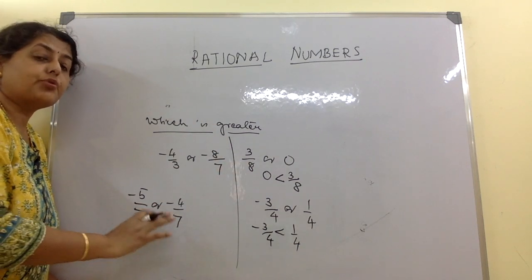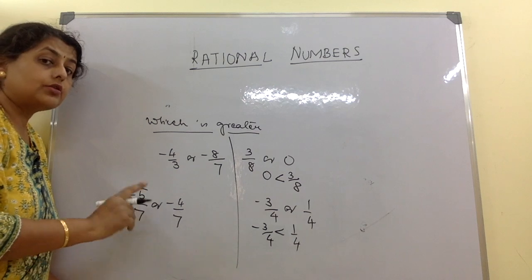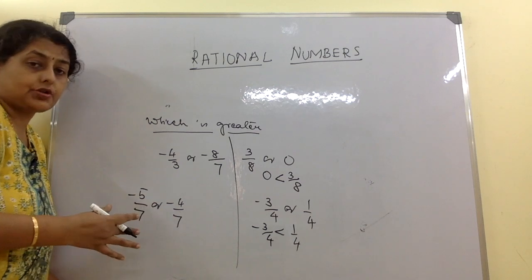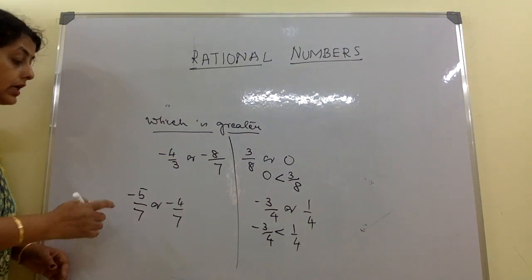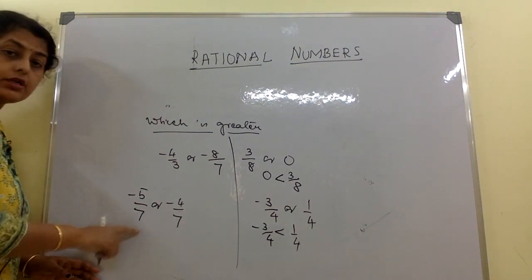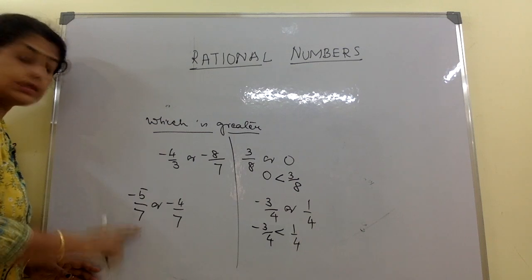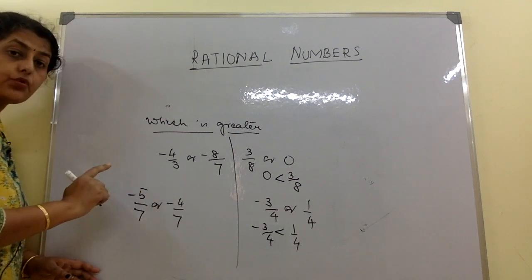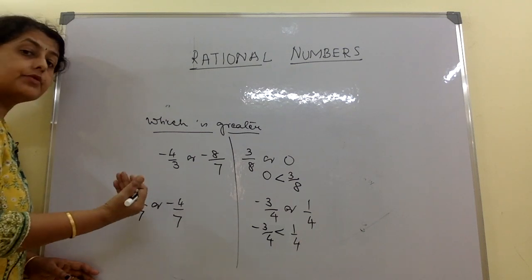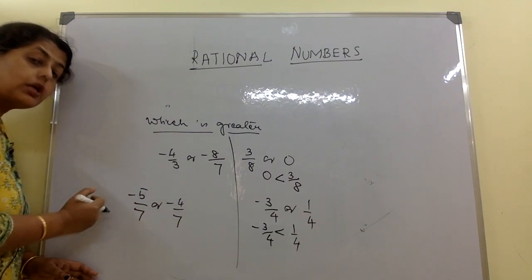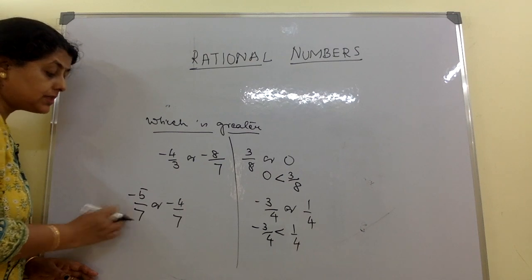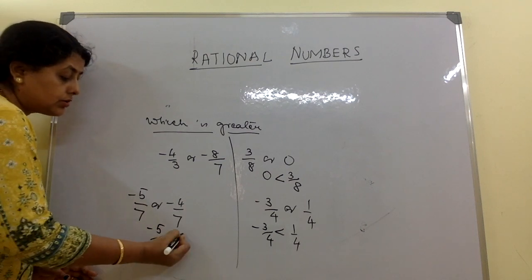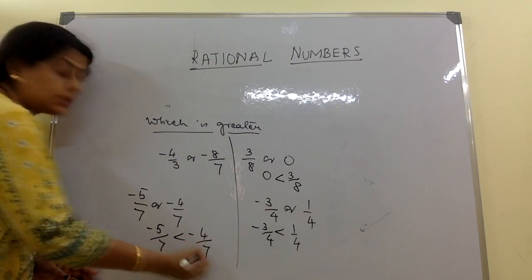This is a proper fraction, and not just a proper fraction, it's a like fraction. We first saw it's a like fraction because the denominator is the same. Now look at the minus 5 and the minus 4. Minus 5 is to the left of minus 4 on the number line, so it is smaller than minus 4. Therefore minus 5 by 7 is also less than minus 4 by 7.